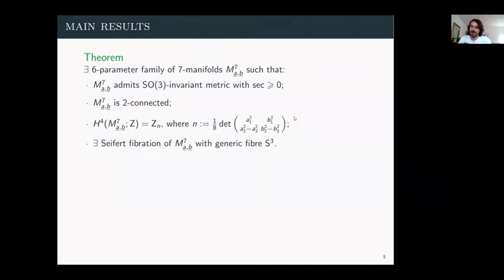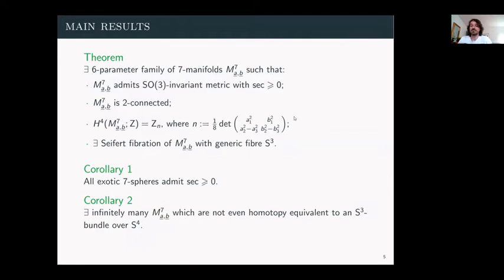These things. So that's all I want to say about the theorem. Now I want to move on to corollaries, and this is what I spend the rest of the time talking about. So the first is that we get all exotic spheres as inside this family of manifolds M7AB. So we get the non-Milnor spheres in particular. So this already says you're getting manifolds which are not S3 bundles over S4.